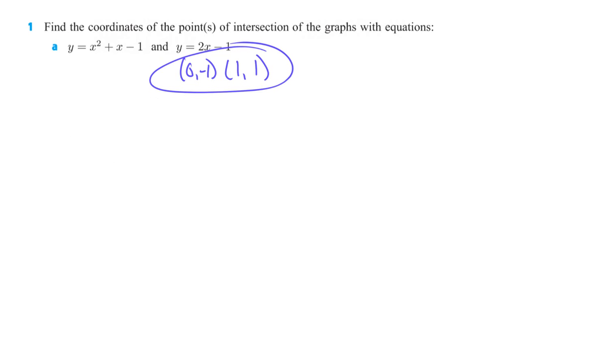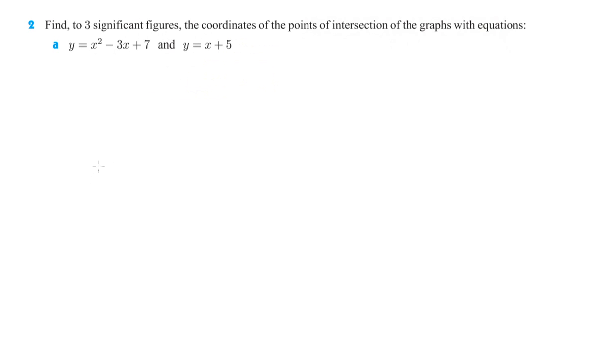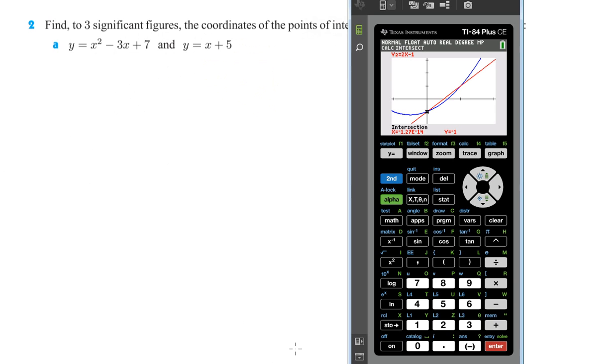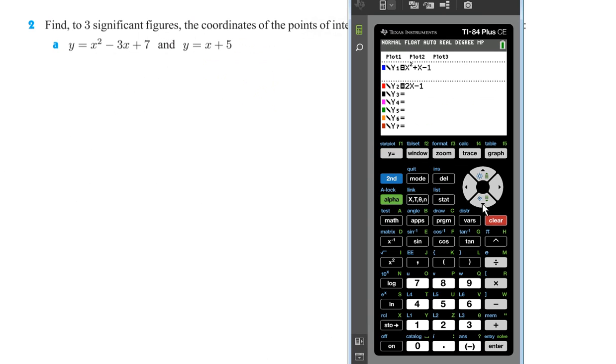Okay. Let's look at number 2. Find, to 3 significant figures, the coordinates of the points of intersection of the graph with these equations here. So we will just go back into our graphing calculator and clear these two equations out, and oops, I missed the clear on that one. Oh, there it goes. Enter these two, and away we go.